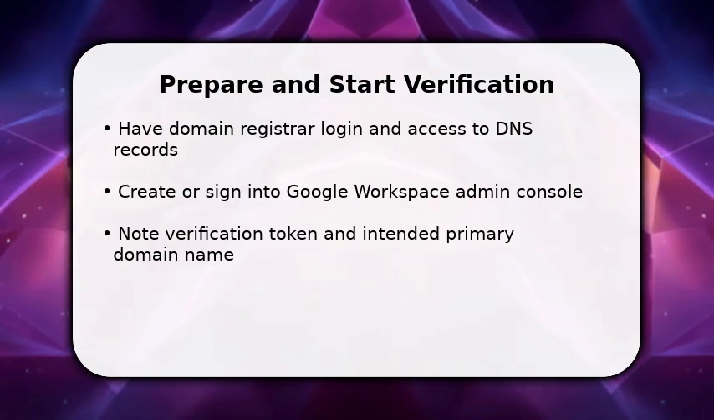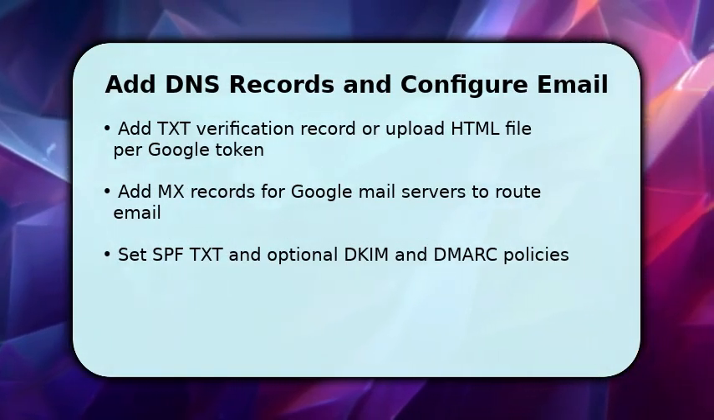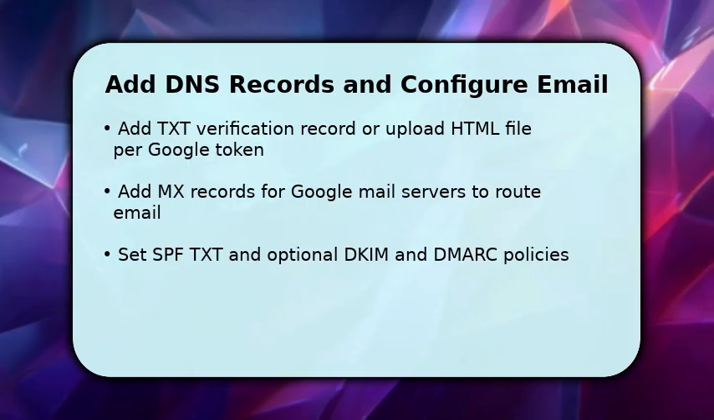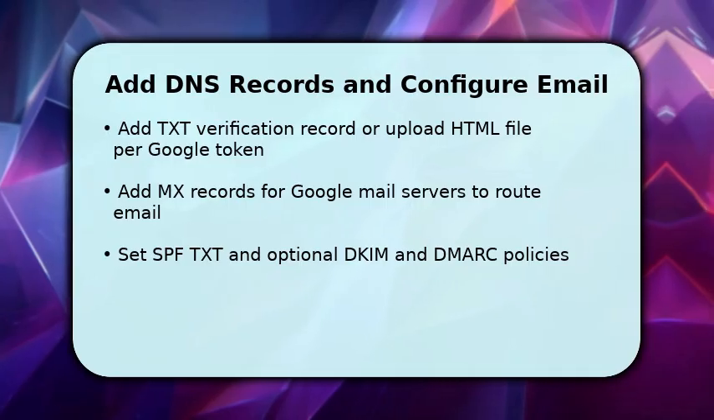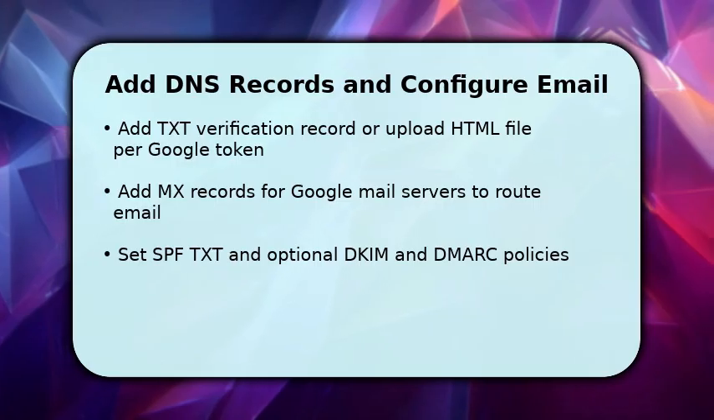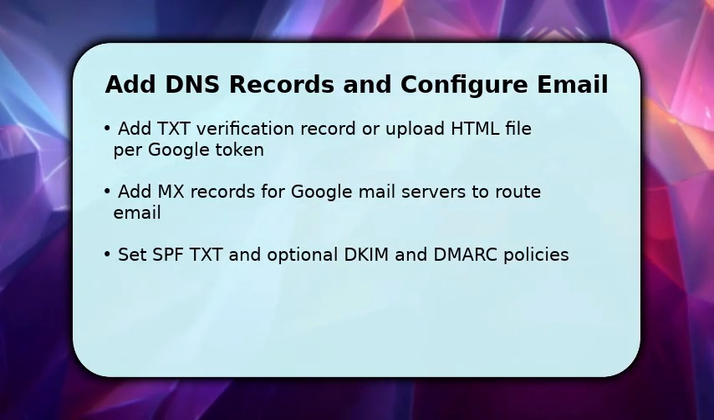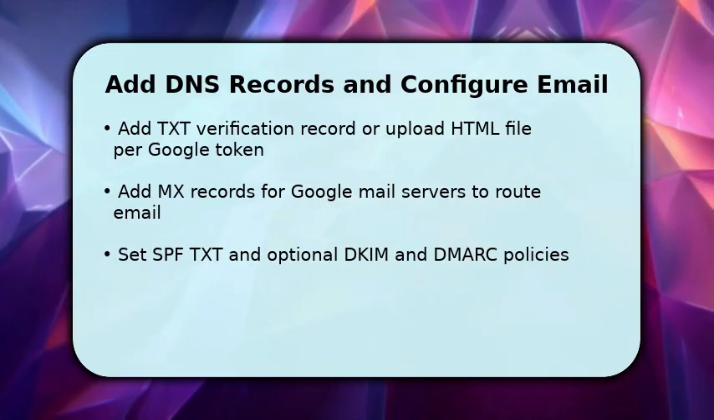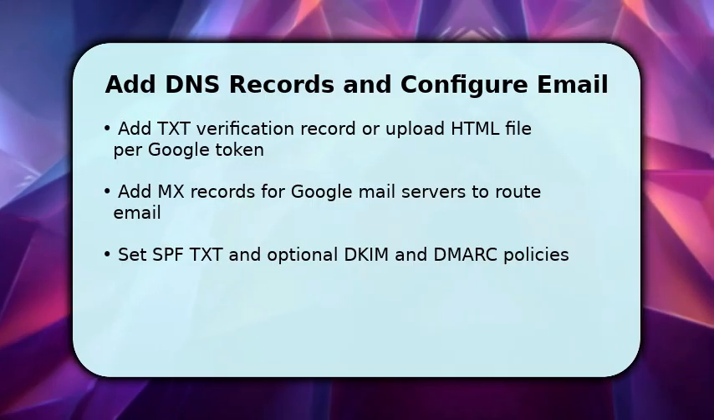configuration later. Once you've placed the TXT verification record at your registrar, wait for DNS propagation. You can speed this by lowering TTL if available. After verification, proceed to add Google MX records exactly as specified; priority and host matter. Also publish an SPF TXT to authorize Google servers and enable DKIM signing in the admin console to reduce spoofing.